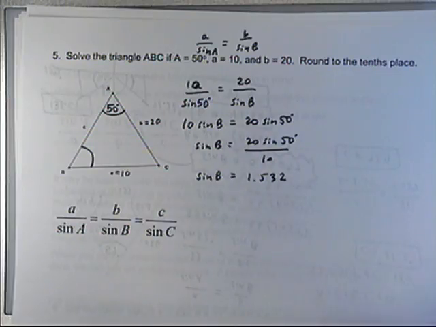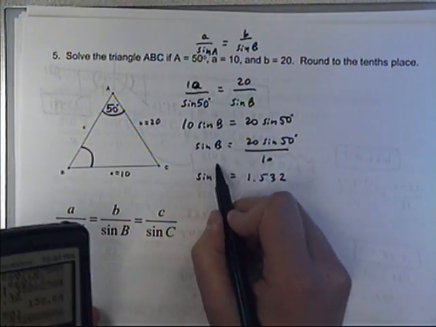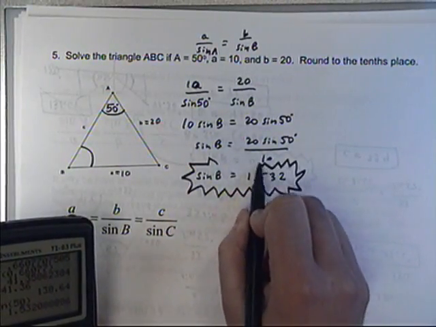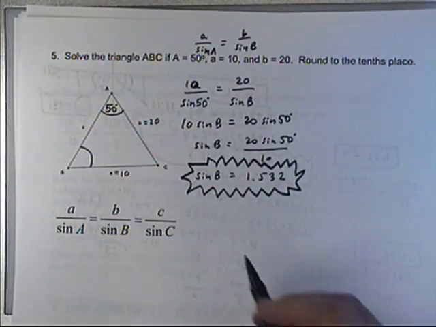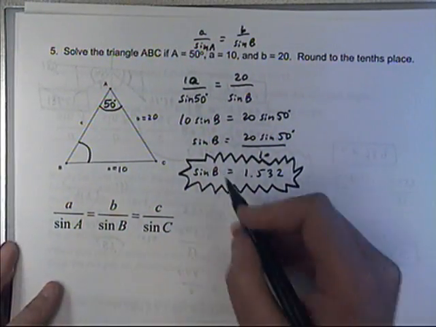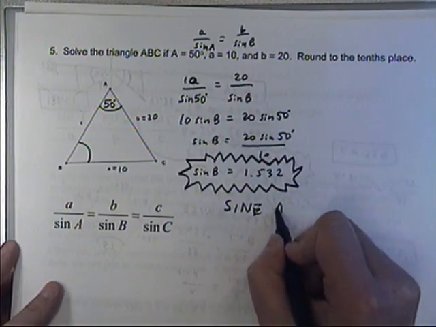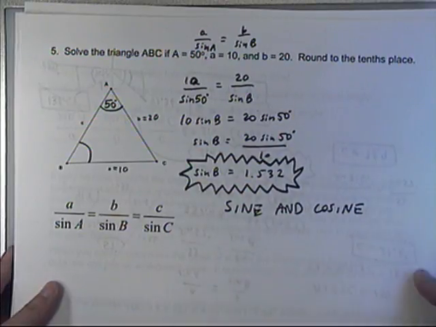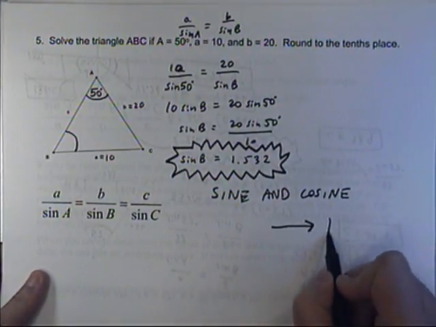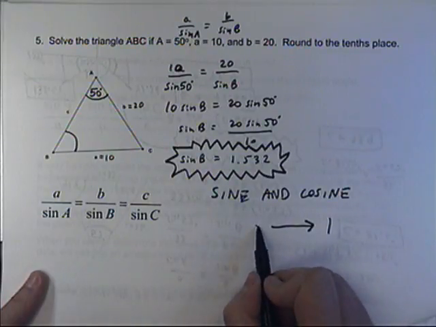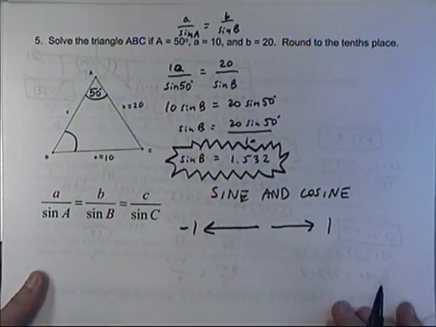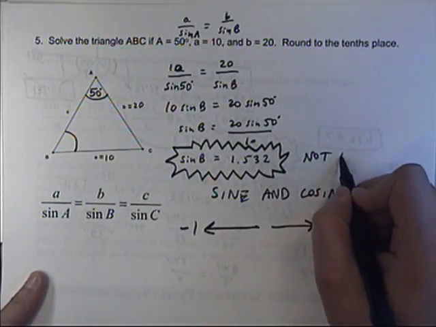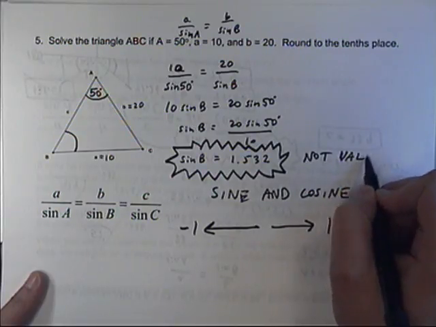Now, you have to be smart enough to look at what this says. We've talked about what sine and cosine values can be. Remember that sine and cosine both cannot be bigger than positive 1. They can go all the way up to 1, and all the way down to negative 1, but they can't be smaller than that. You see this? That's bigger than 1. So this is not a valid statement.